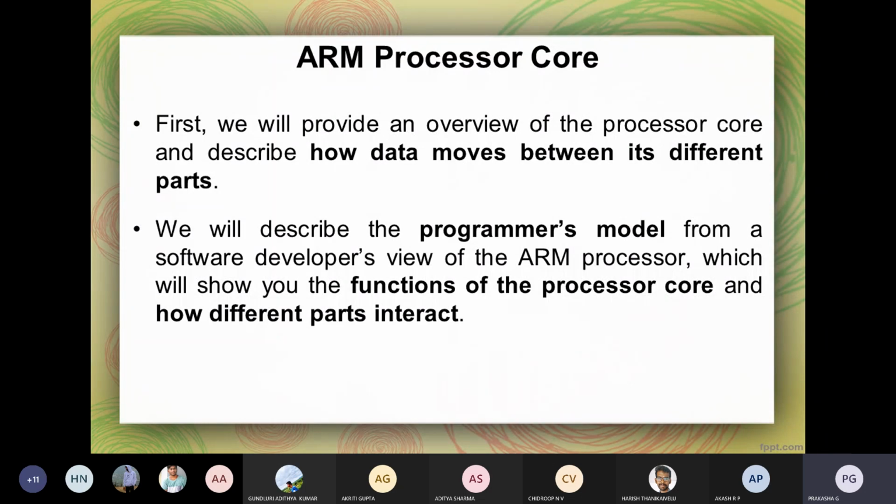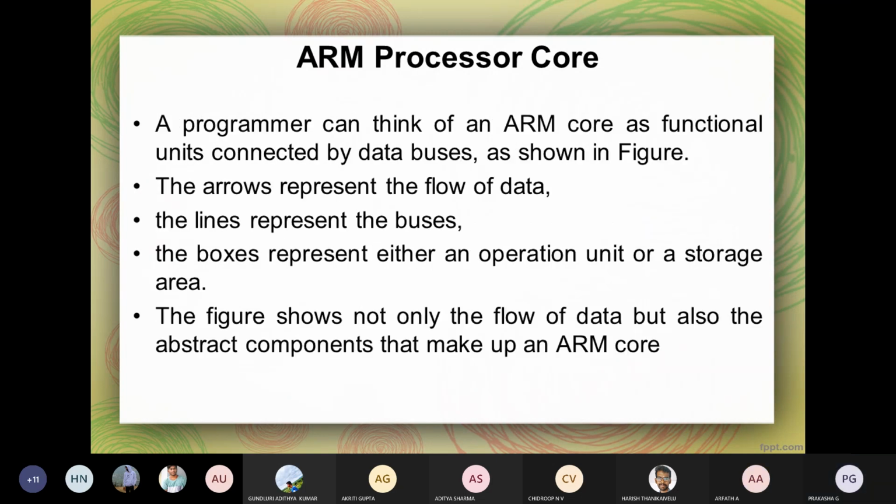We will discuss the programmer's model. How exactly a programmer model will work from the software developer's view. Assume that software is being developed; how the program will execute inside the processor, that we are going to discuss, which will show you the functions of the processor core, how the core is going to function, and how its different parts interact.